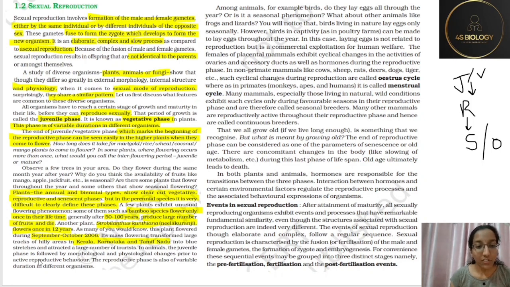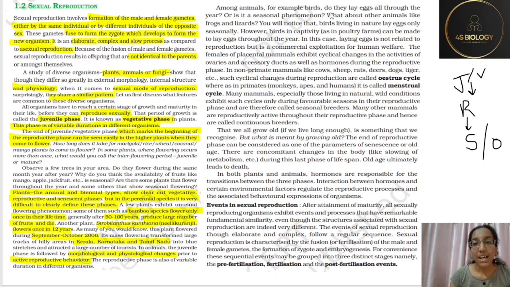In animals, the juvenile phase is followed by morphological and physiological changes prior to the active reproductive behavior. In animals also you can see morphological and physiological changes before the reproductive phase. The reproductive phase is also of variable duration. This also has different durations.